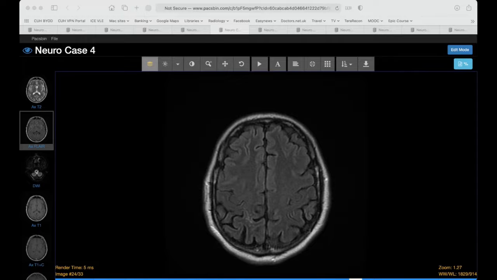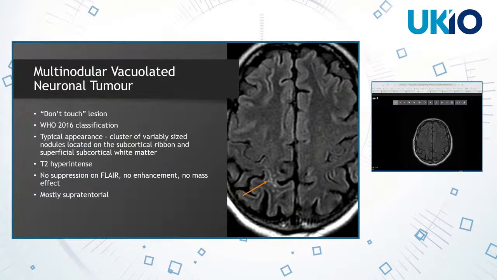And this is an MVNT. So an increasingly recognized entity, and in the 2016 WHO classification, it was recognized as a specific entity of its own, and it's essentially a don't touch lesion. So we need to be able to recognize it so that these patients are not biopsied, because they don't seem to have any clinical consequence. And they're thought to be possibly a sort of hamartomatous lesion, but don't change over time, don't explain this patient's symptoms, certainly, and are unlikely to cause any issues in the future.